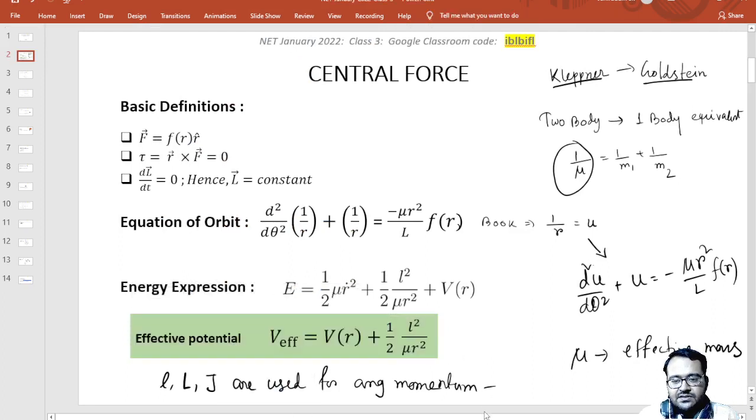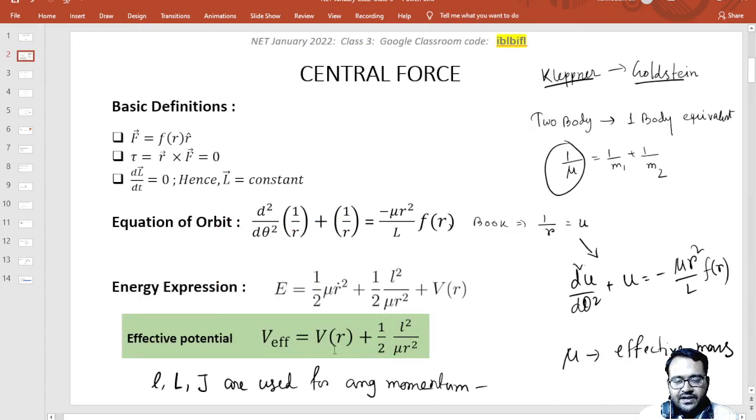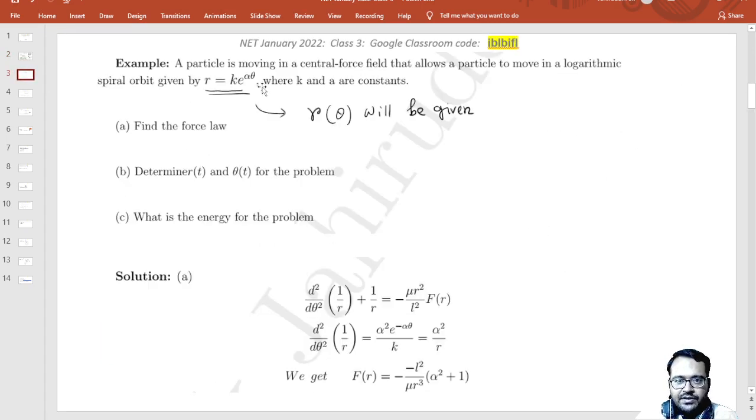Okay, fine. So then this is your effective potential, and this half of mu r dot square is the kinetic energy. So these are the general formulation of the problem. Now we'll give you an important example. Say a particle is moving in a central force field that allows the particle to move in a logarithmic spiral orbit. You don't need to bother about this. You bother only about this.